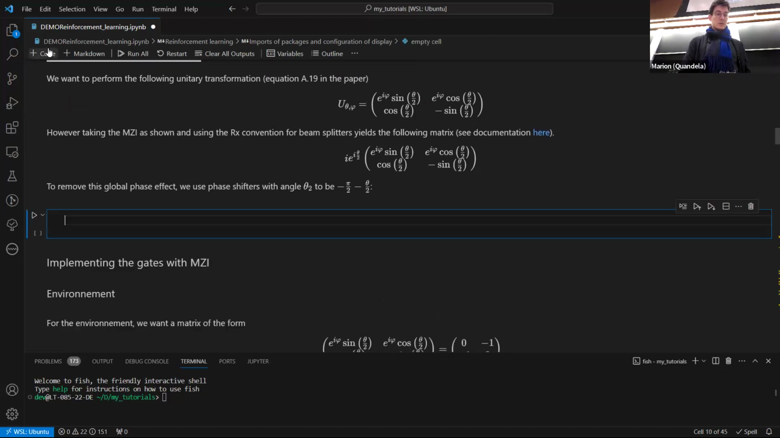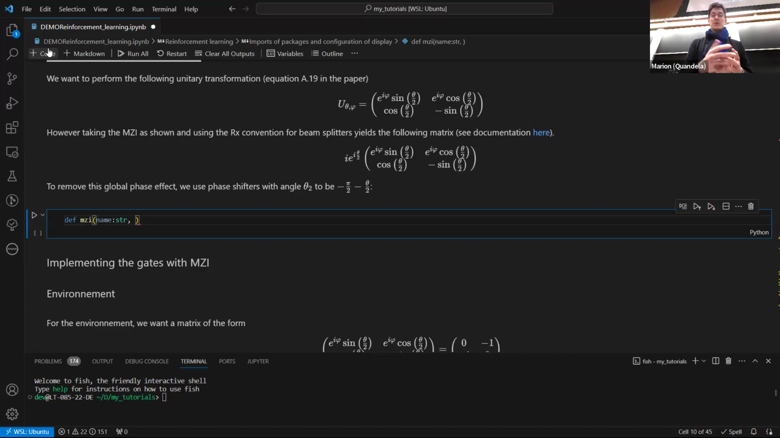Okay, so I'm going to add some code. I'm going to define the Mach-Zehnder interferometer. In a Perceval circuit, you can give names to your circuits, so I'm going to ask for the function to provide a name, because I'm going to use this Mach-Zehnder interferometer to implement different parts of the circuit.